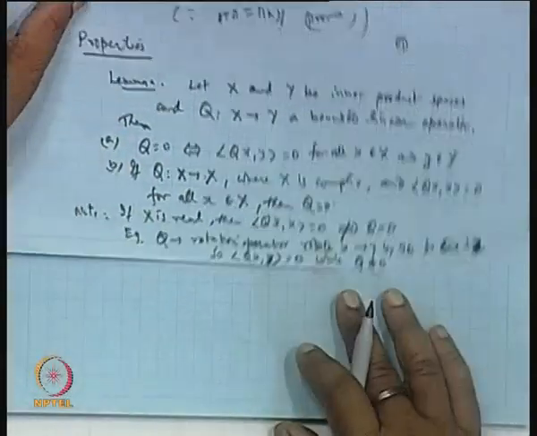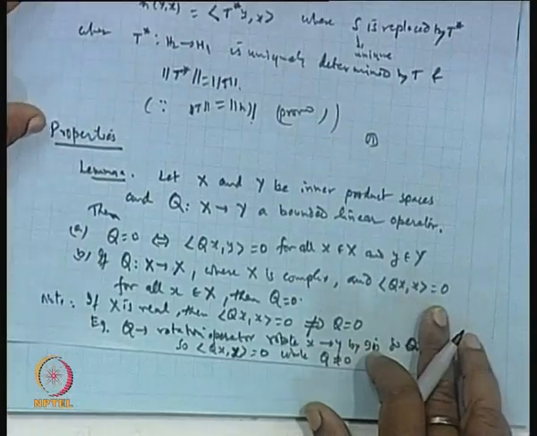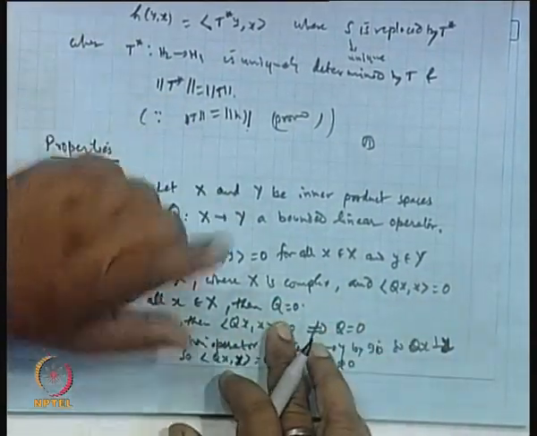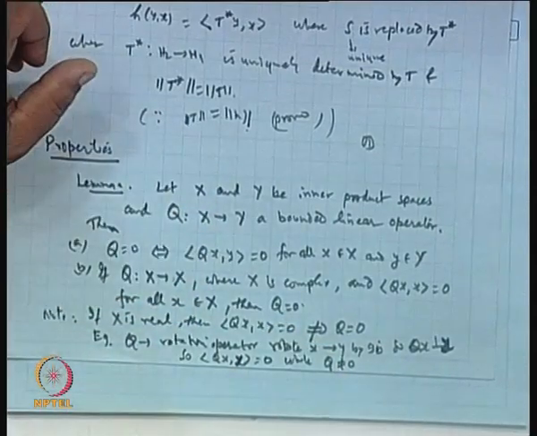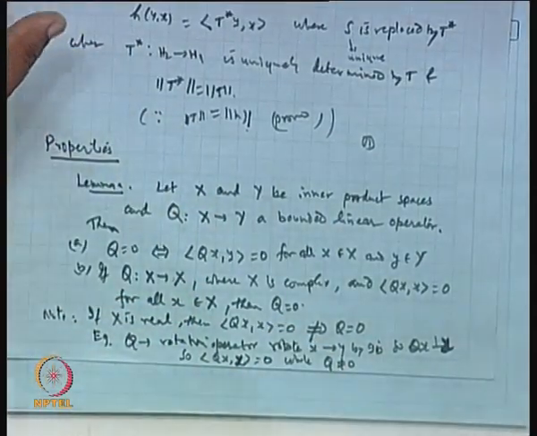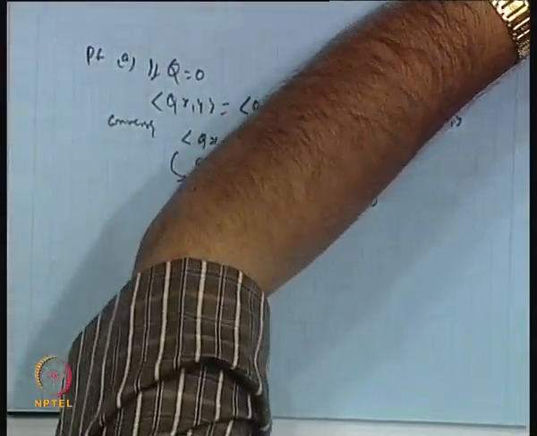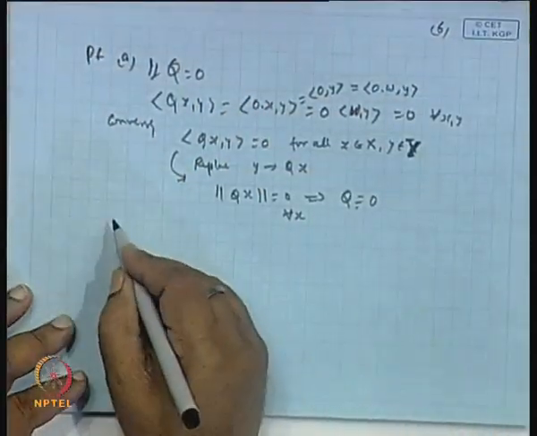So what it says is that if <Qx, x> is 0 and X is complex, X belongs to a complex plane, then Q must be 0. But if X is not complex, then Q need not be 0, it may or may not be 0. Okay? So let us see the proof for the second part.